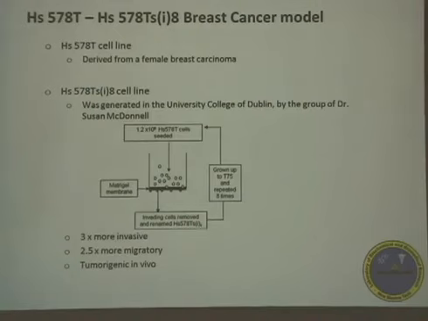In order to do our research, we use a breast cancer model, which consists of two different sublines. The first is the Hs578T, which will be referred to as the parental subline. This subline was obtained from a female breast carcinoma. The other subline is the Hs578Ti, which is derived from the parental subline.